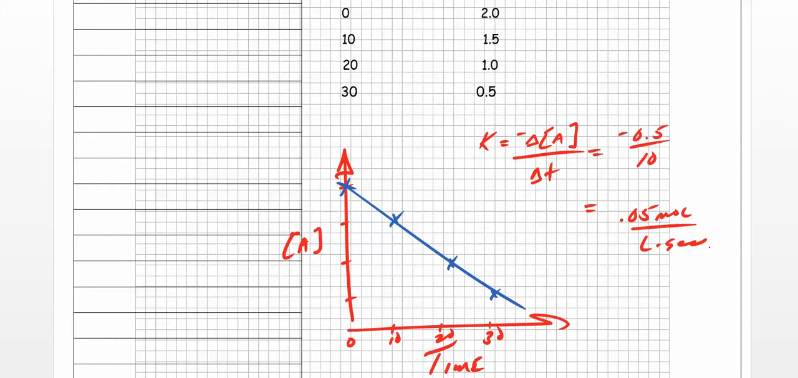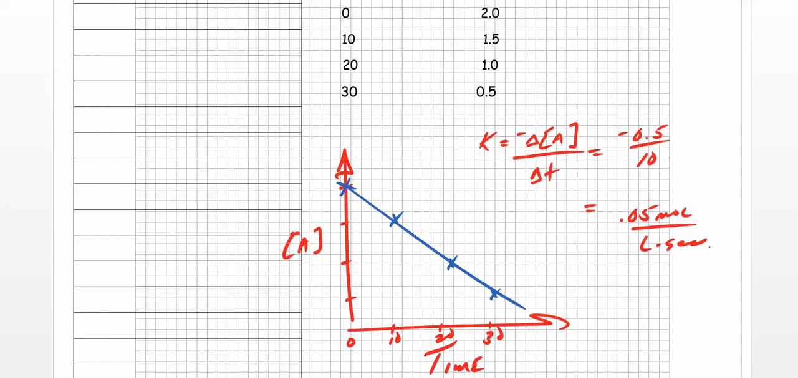So on the X-axis, I've got time. On the Y-axis, I've got concentration of reactant, right? I simply plotted as best I could: 0 and 2.0 for the time and the concentration respectively, 10 and 1.5, 20 and 1.0, and 30 and 0.5. Look what I get. A straight line with a negative slope. So when I plot concentration versus time for this data, I get a straight line with a negative slope.